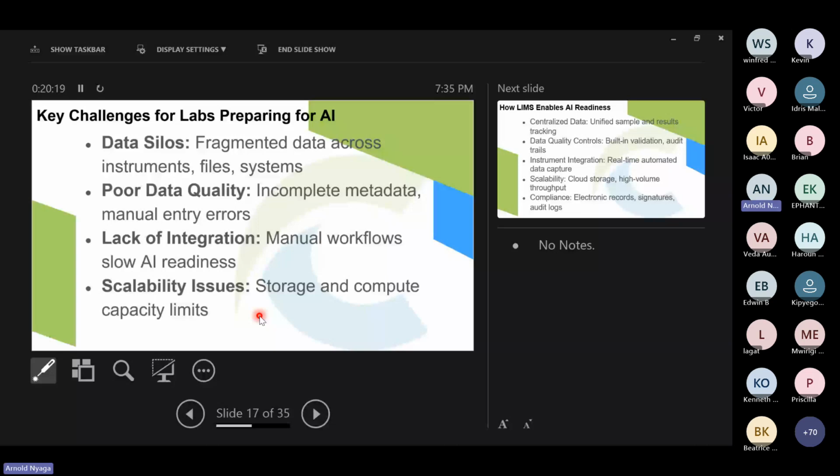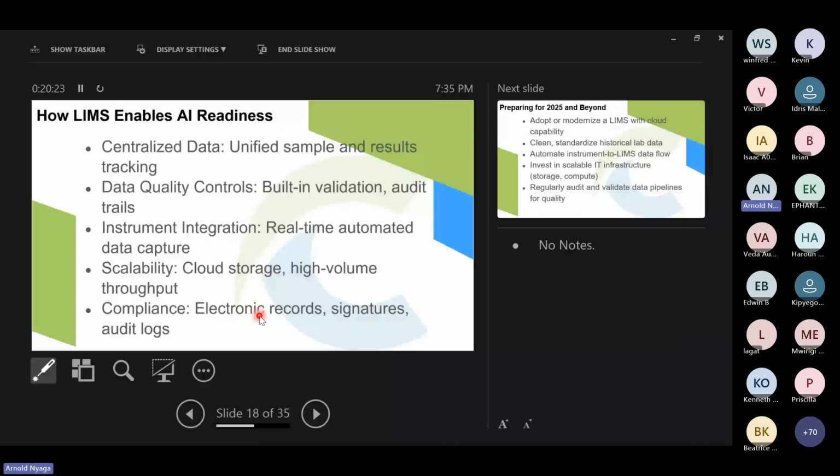So what do we need to do? We need to have information management systems, because what will an information management system assist us with? We will have centralized data for LIMS. Once you have your data, it is centralized. If you're having one lab, or if you're having 15 labs, and you are getting all this information into one place, it will be very good for us, because we have now good data.